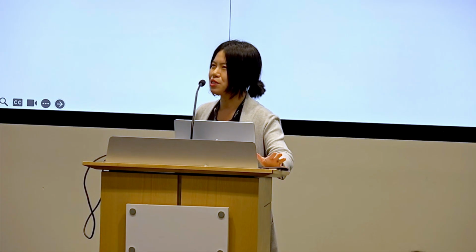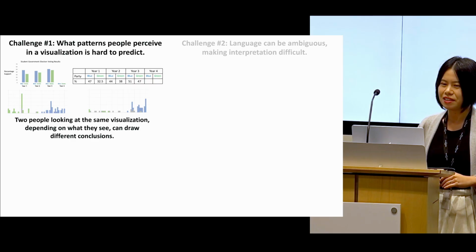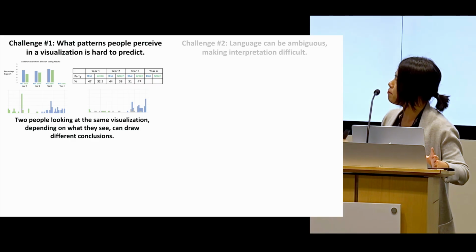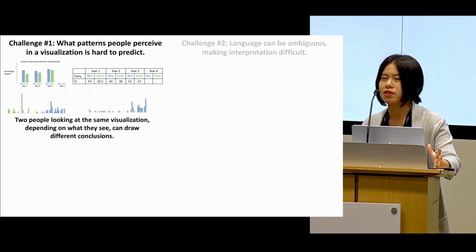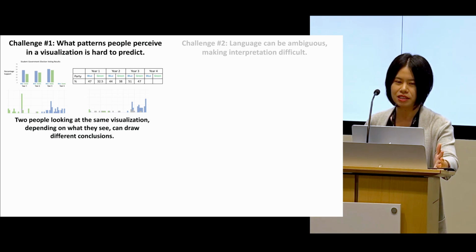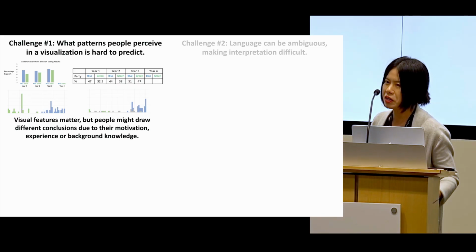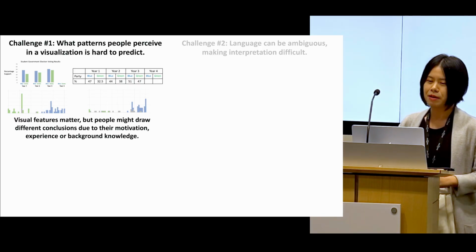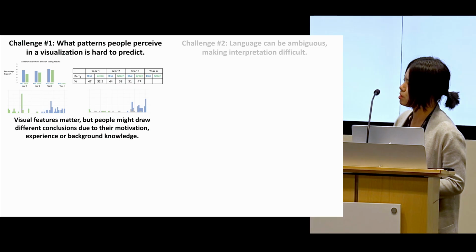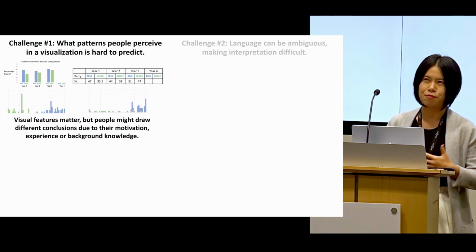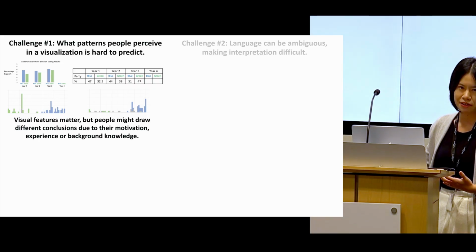And so with this, I hope I'm convincing you that it's really hard to predict what people will see in a visualization until you do empirical studies to test it out one at a time. Even two people looking at the same visualization can see different things and draw different conclusions. You have these concepts of visual features or bottom-up saliencies. They matter, but people might generate different takeaways nonetheless due to their motivation, experience, or background knowledge.